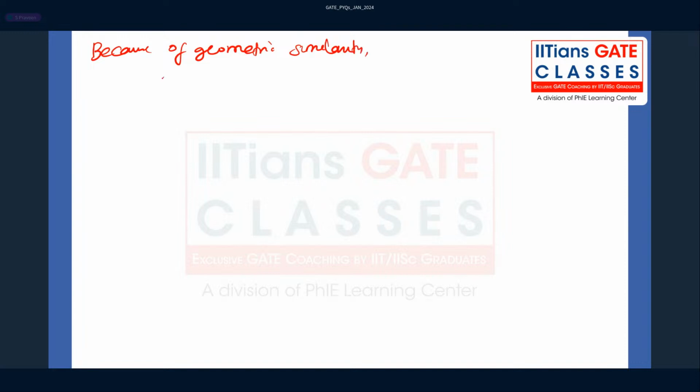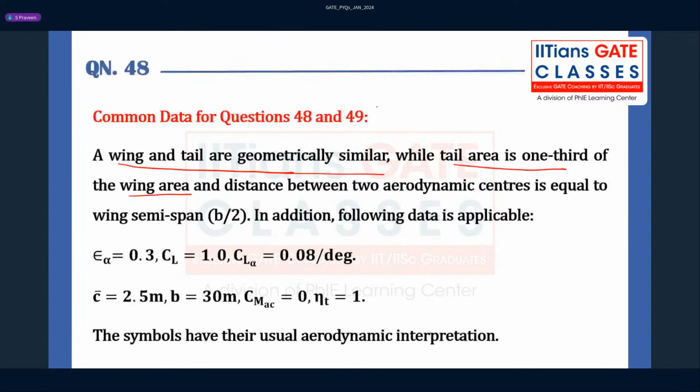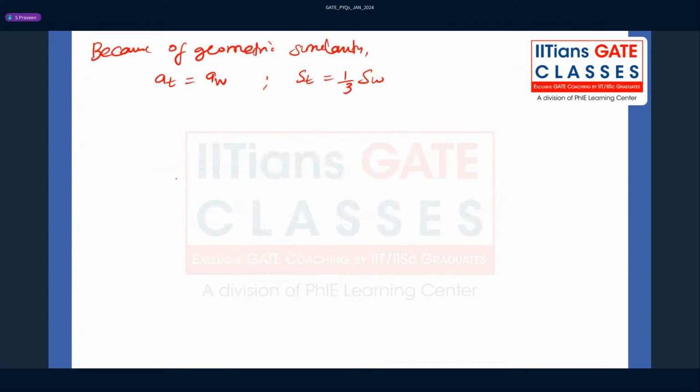So my AT, the lift curve slope of the tail, has to be equal to AW. And he has given ST is 1 by 3 of SW, if I'm correct, okay? Because the tail area is one third of the wing area, okay? Right. So, what is the formula again?